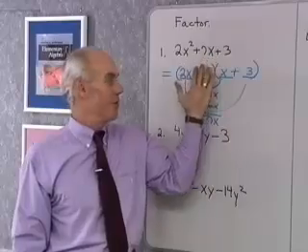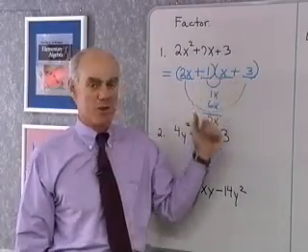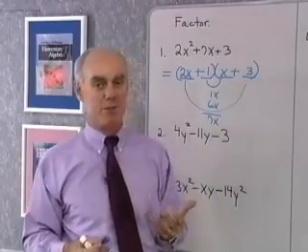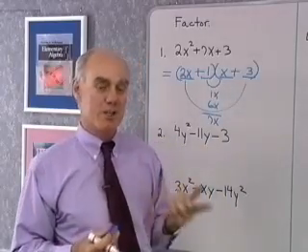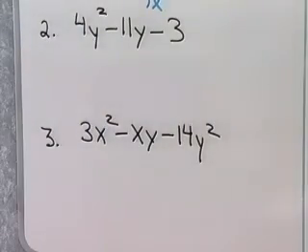Remember, if this trinomial factors into the product of these two binomials right here, that these two binomials are unique. There is no other way to factor this by writing down the product of two binomials. So this is sort of a trial and error method. Our next problem, 4y squared minus 11y minus 3.